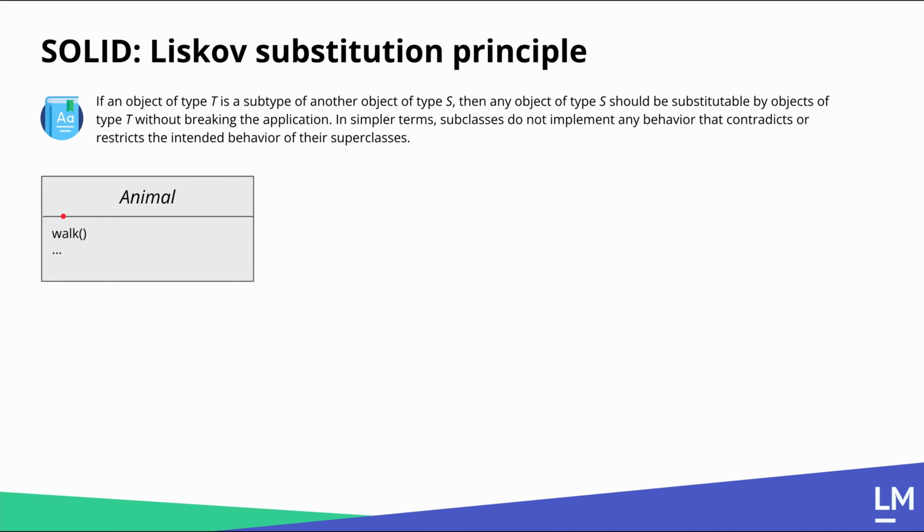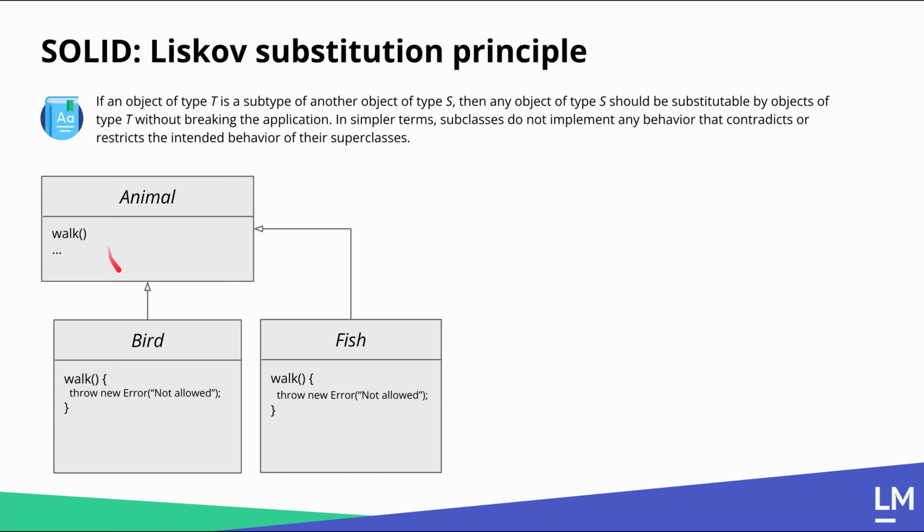Now, if you stop and think for a second, not every animal walks, right? So a bird, it doesn't walk, it flies. I mean, maybe it can walk in some circumstances, but the default behavior of a bird is to fly. A fish doesn't walk, it swims, right? So a tendency that we have is to say, well, birds are animals, so that's why the inheritance relationship here.